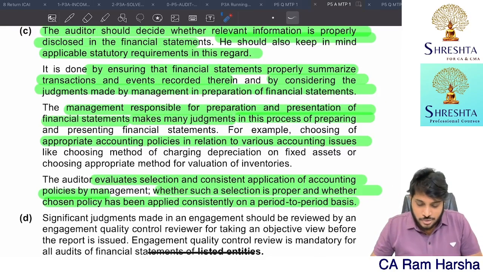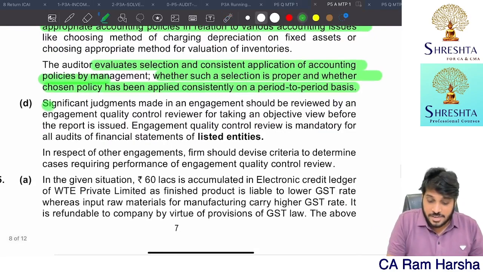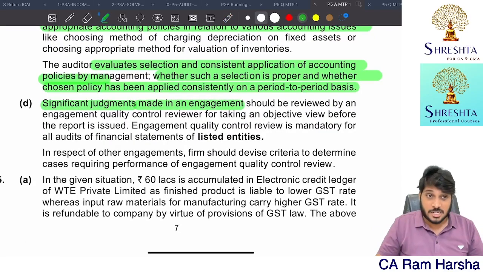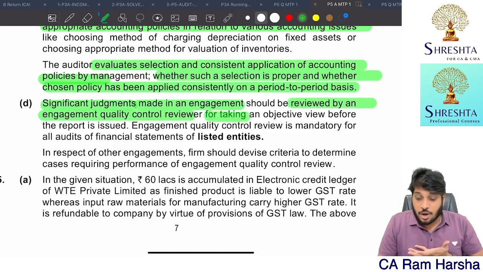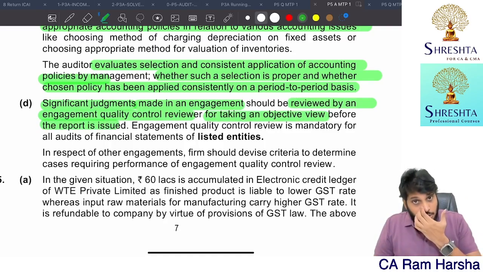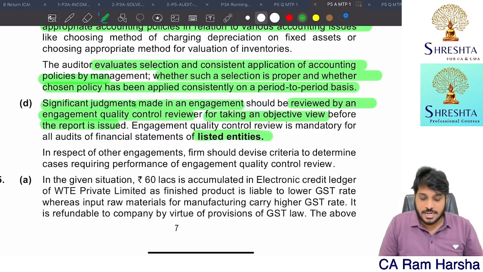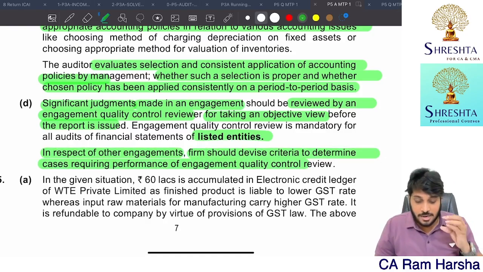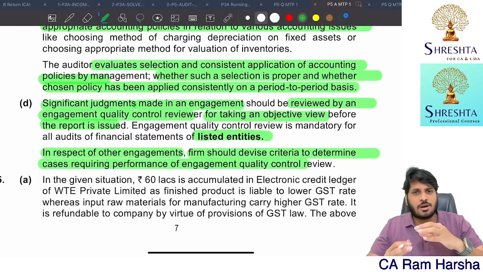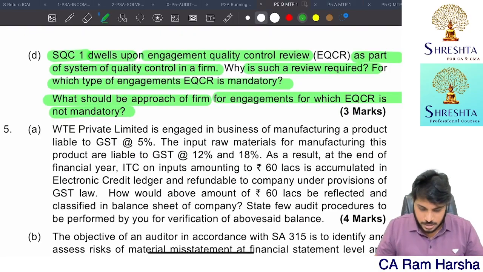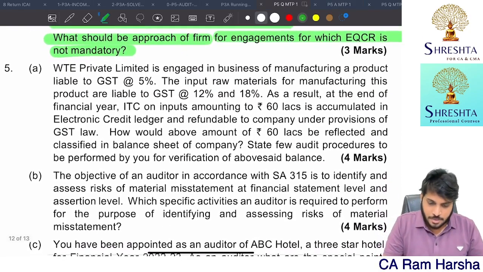Why is quality control important? Significant judgments made in the engagement should be reviewed by an engagement quality control reviewer for an objective evaluation before the report is issued, so that the report ultimately that we are issuing is appropriate. And this is mandatory for listed entities. For other engagements, the firm should devise criteria to determine whether engagement quality control review is required or not, depending upon the severity involved. Next, fifth question.